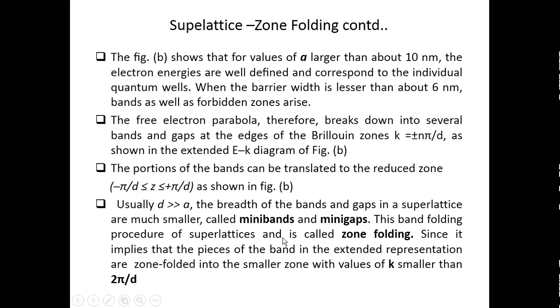This particular feature of the superlattice is called zone folding, since it implies that the pieces of the band in the extended representation are zone folded into smaller zones with values of k smaller than 2 pi by d.